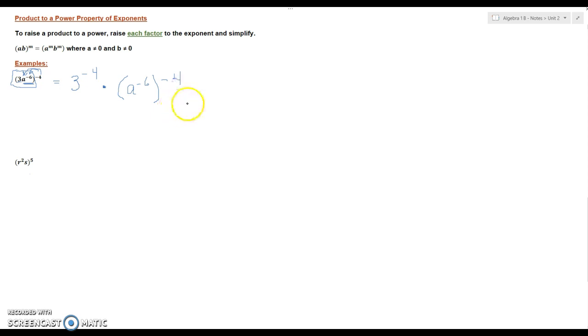And now we can simplify by writing these with our other rules. So if I have 3 to the negative 4th power, we remember that anything to the negative power goes to the denominator. So we have 1 over 3 to the 4th, times, and then we just learned above, if I have a power to a power, I'm going to multiply those. So I get a to the negative 6 times negative 4.